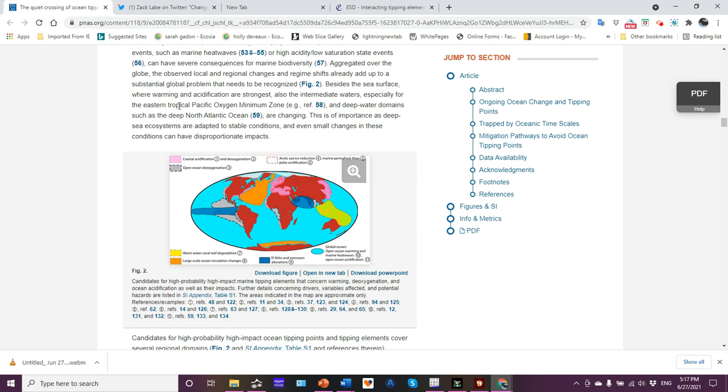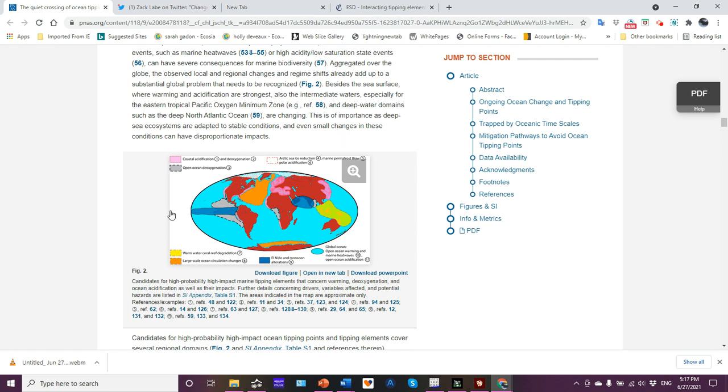Besides the sea surface, where warming and acidification are strongest, also the intermediate waters, especially for the eastern tropical Pacific oxygen minimum zone, and deep water domains, such as the deep North Atlantic Ocean, are changing. This is of importance to deep sea ecosystems that are adapted to stable conditions, and we're making those conditions unstable. Even small changes can have disproportionate impacts.